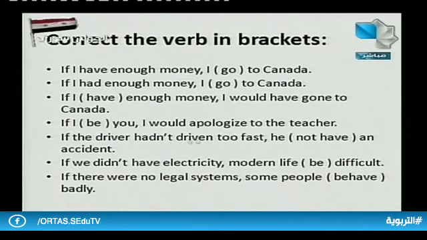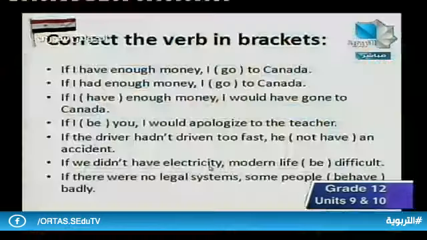If the driver hadn't driven too fast, it's type three, he wouldn't have had an accident. Wouldn't have had, because here we need to use the perfect conditional: would and the verb have, and the present perfect of have is have had. We cannot use has here because we have would, a modal. After would, we need to use the zero form, and the zero form of have is have, not has. Some students may think that after he, they should use has. No, after the modal, we use the zero form. Wouldn't have, not wouldn't has. Wouldn't have had an accident.